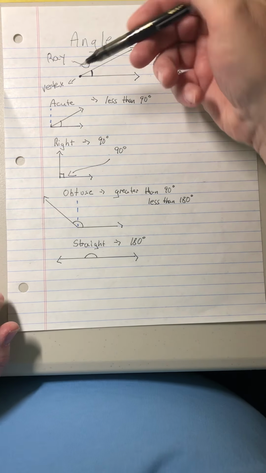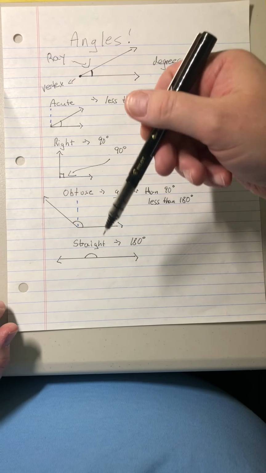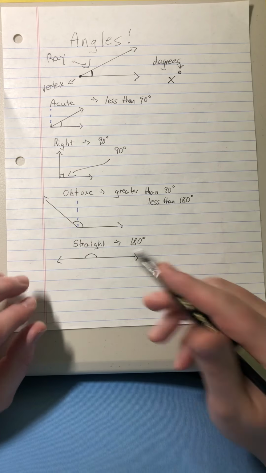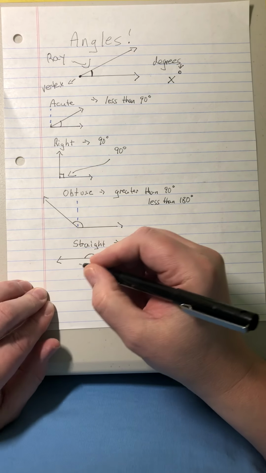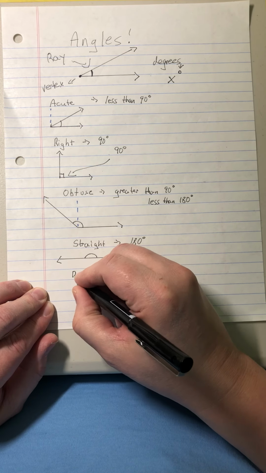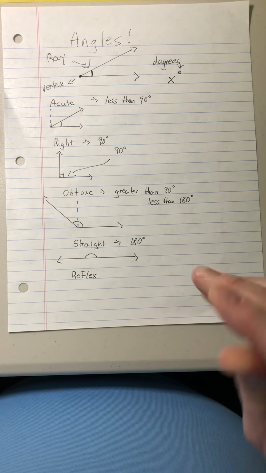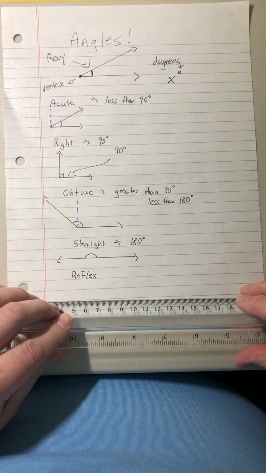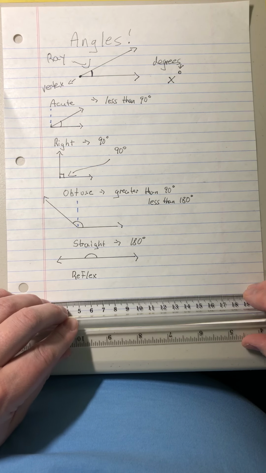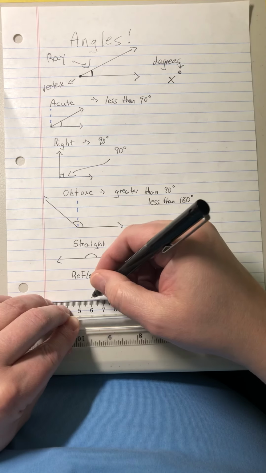Okay, so we've got the acute, the right, the obtuse, and straight. And the final one is called a reflex. Now this one is really interesting, and we don't use it that often.